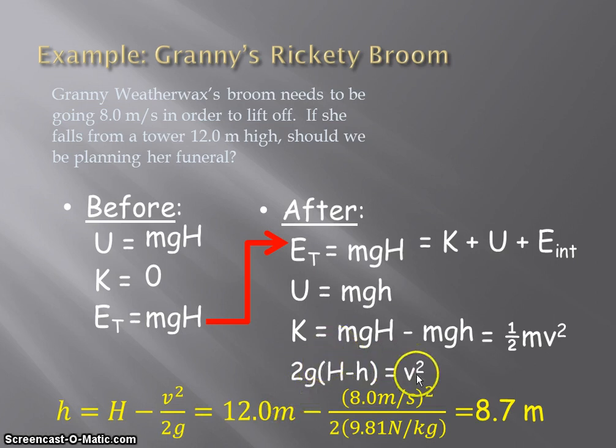You have a nice little solution for v squared, and having solved either for velocity or for height, you'll find that at a height of only 8.7 meters, that's 3.3 meters of falling, that's barely a few stories, her broom will kick in and she will be perfectly fine.